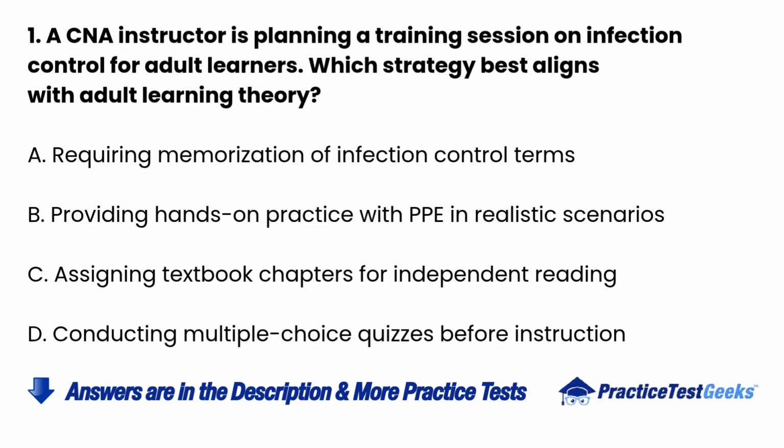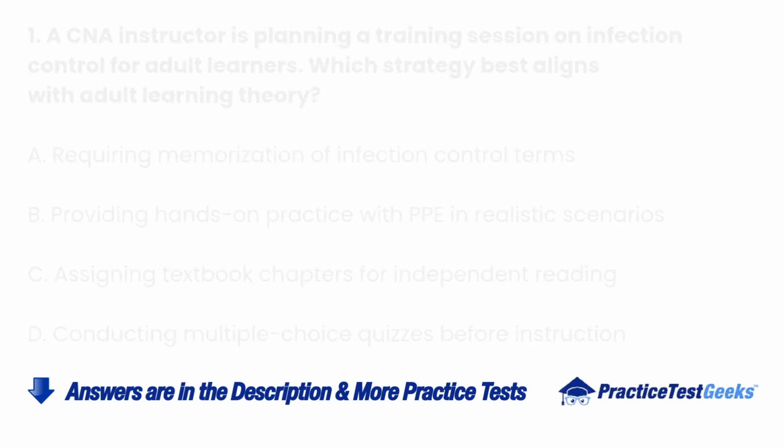1. A CNA instructor is planning a training session on infection control for adult learners. Which strategy best aligns with adult learning theory? A. Requiring memorization of infection control terms. B. Providing hands-on practice with PPE in realistic scenarios. C. Assigning textbook chapters for independent reading. D. Conducting multiple-choice quizzes before instruction.